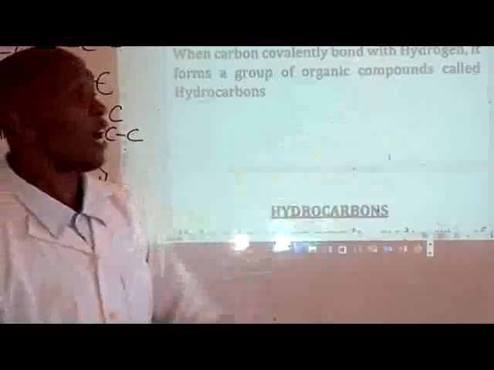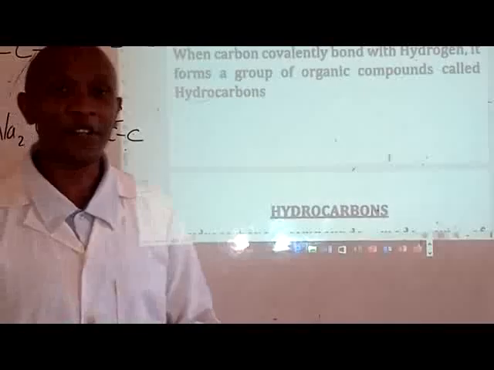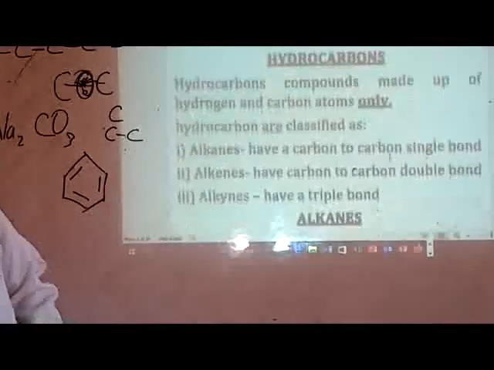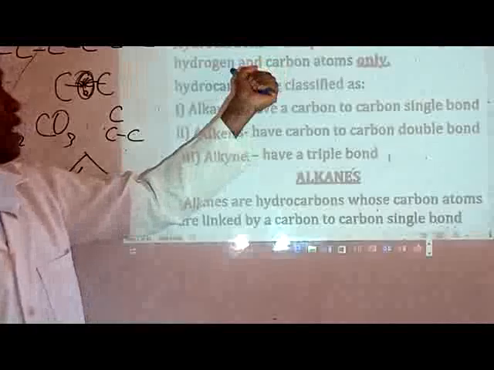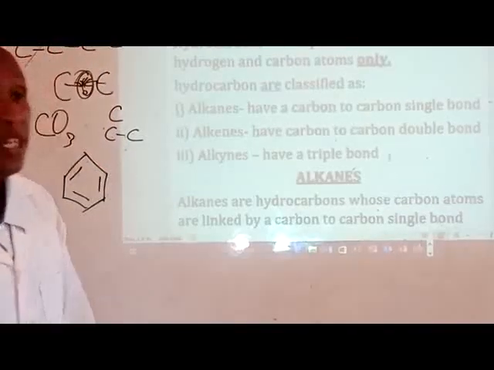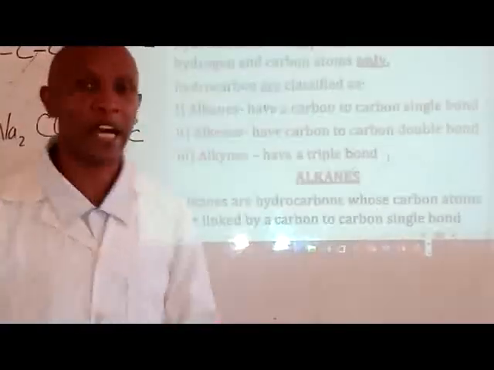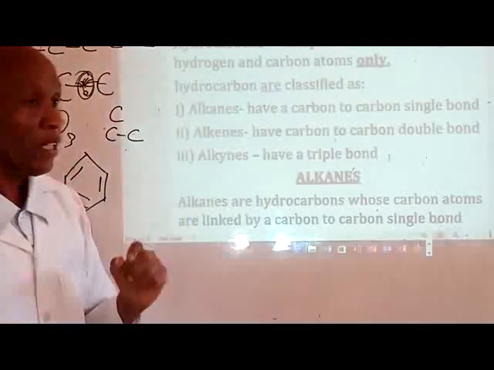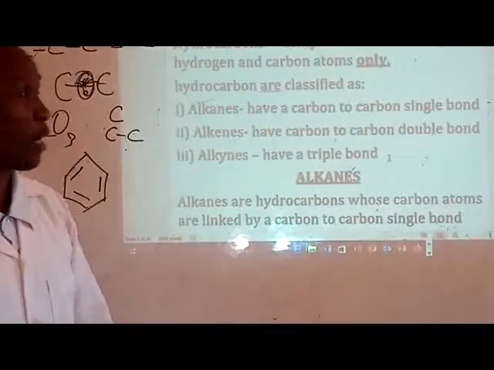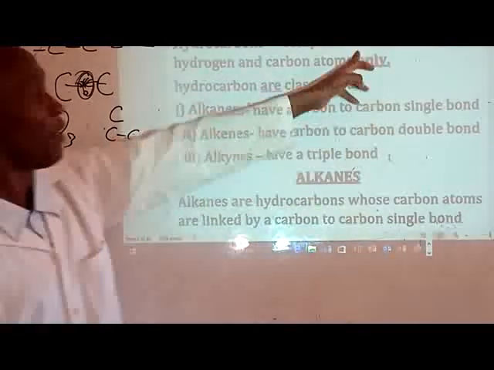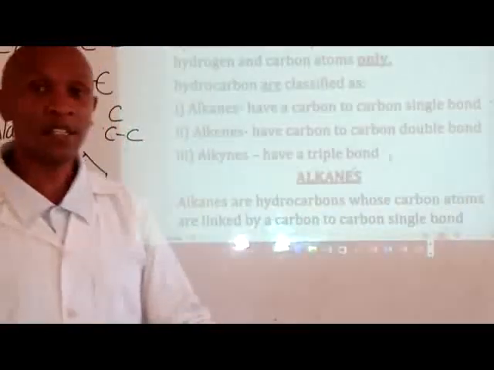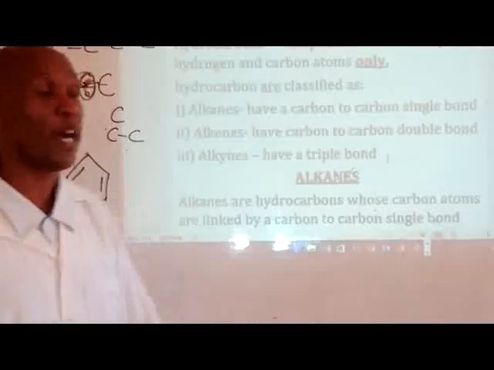When carbon bonds with hydrogen only, such compounds are referred to as hydrocarbons. So what is a hydrocarbon? A hydrocarbon is strictly a compound that is made from carbon and hydrogen only. Actually, all organic compounds are going to have carbon and hydrogen, that is granted, but if it has carbon and hydrogen only, then it becomes a hydrocarbon. So if you're asked to define a hydrocarbon, remember to include the word only, because if it has carbon, hydrogen and something else, then it is not a hydrocarbon, yet it contains carbon and hydrogen.